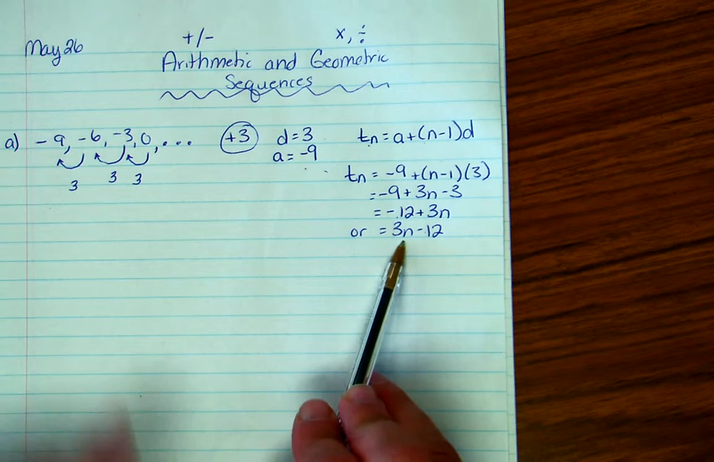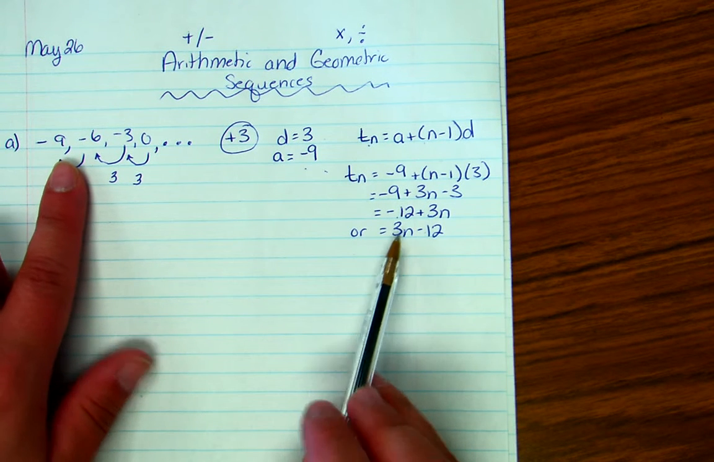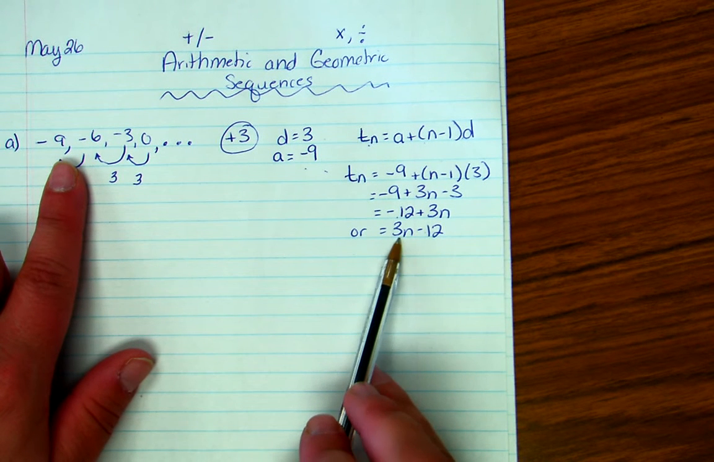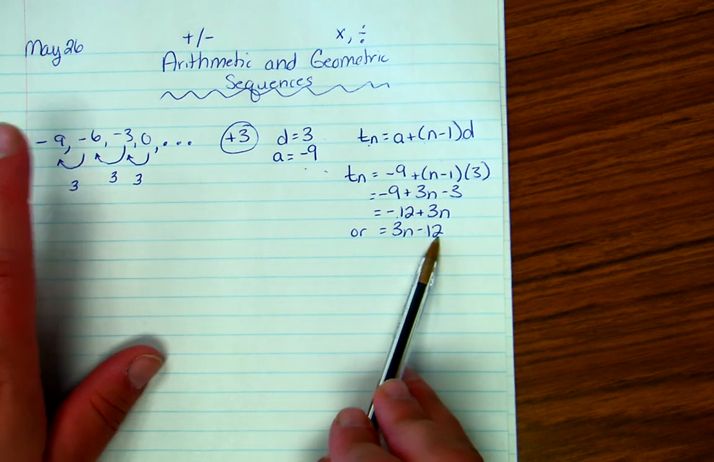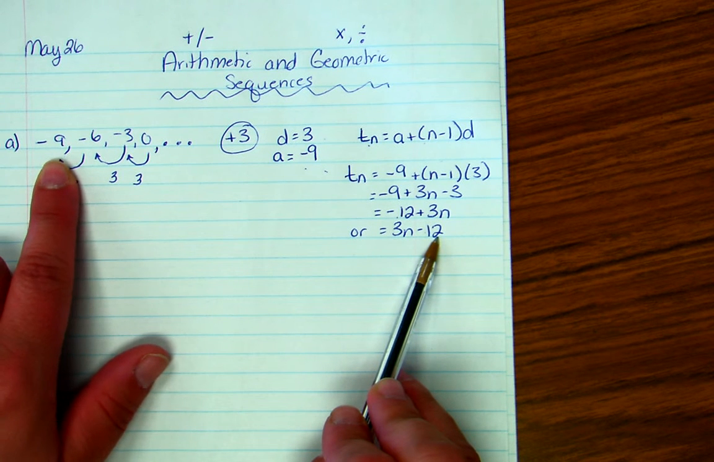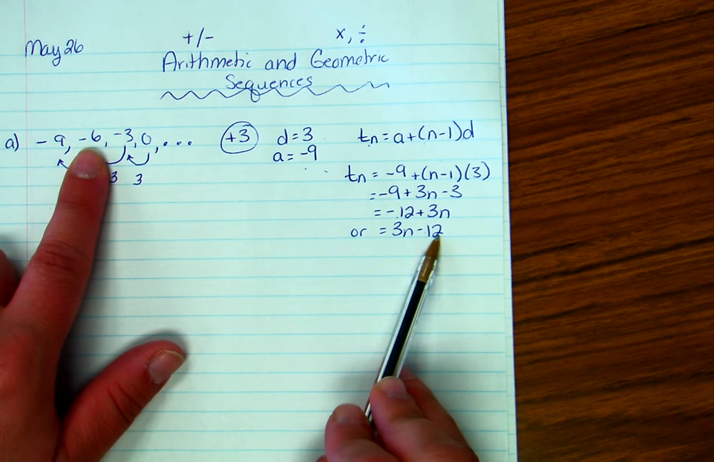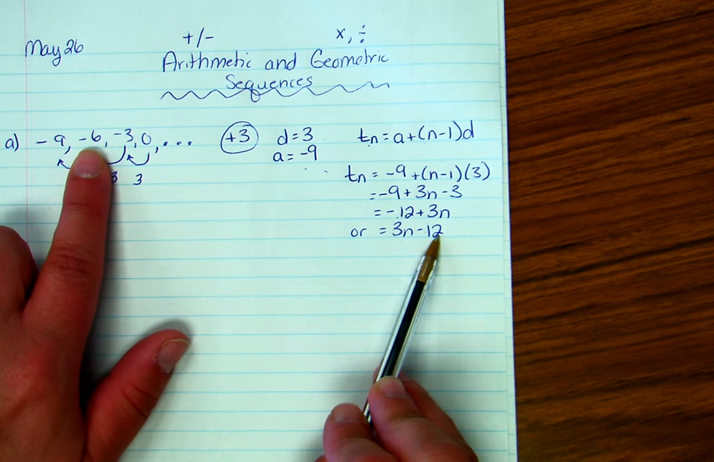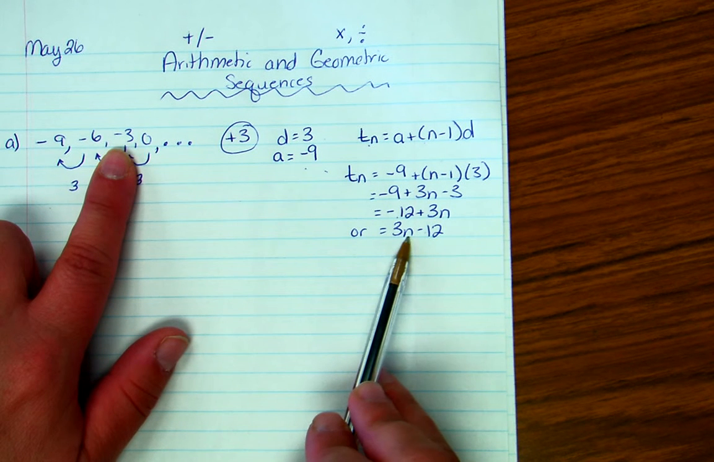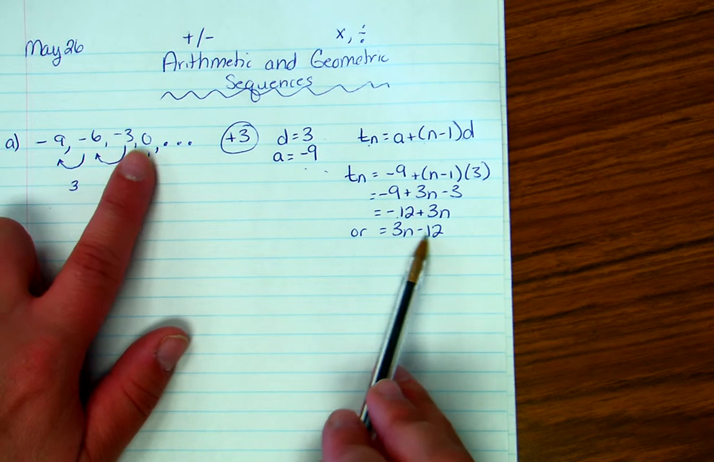Because now I could generate the terms of this sequence by subbing in 1, 2, 3. 3 times 1 subtract 12 gives me -9. That's the first term. 3 times 2 minus 12 gives me -6. That's the second term. 3 times 3 subtract 12 gives me -3, and so on.